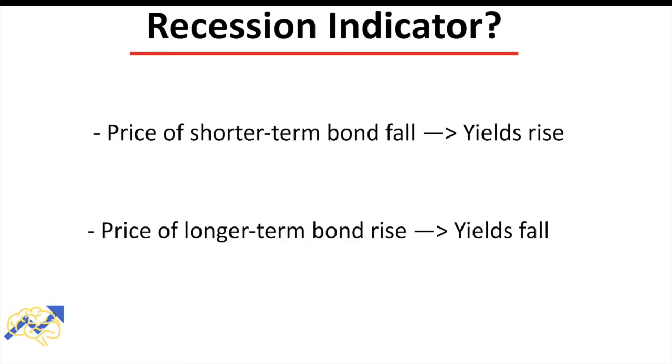So they will sell their shorter term bonds, and by selling their shorter term bonds, this would cause the price of the shorter term bonds to fall, and thus the yields on the shorter term bonds will rise. And as these investors sell their shorter term bonds, they will look to buy longer term bonds, because in this scenario, the longer term bonds are relatively safer compared to the shorter term bonds. So investors will look to buy the longer term bonds, and this would cause the price of longer term bonds to rise, and thus the yields on the longer term bonds will fall.